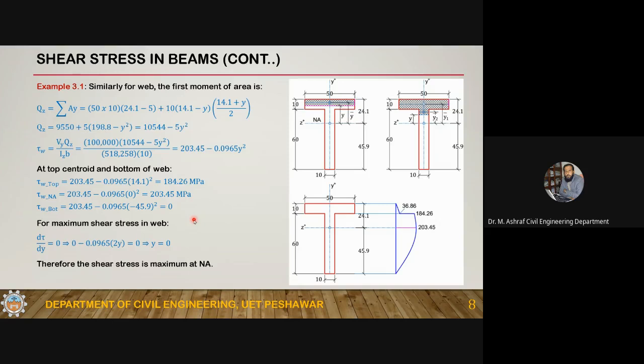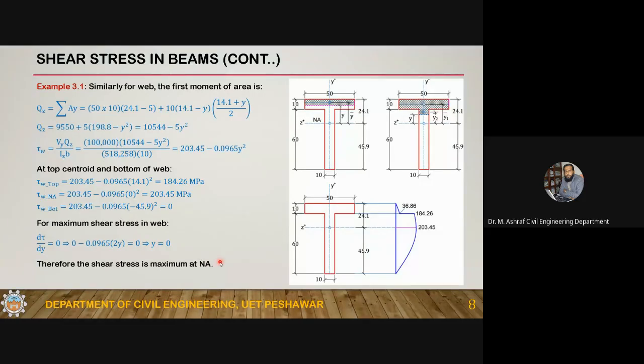Now if you want to calculate the maximum value in the web, since this is a smaller value, then a higher value, then decreasing, there must be some maximum value. From maxima and minima, d tau divided by dy is equal to 0. If you differentiate this equation, this is 0 minus 0.09 into 2y, so y is equal to 0. It means that the shear stress is maximum at the neutral axis for this case.